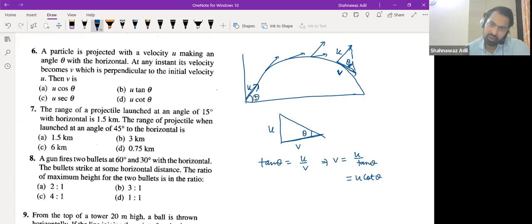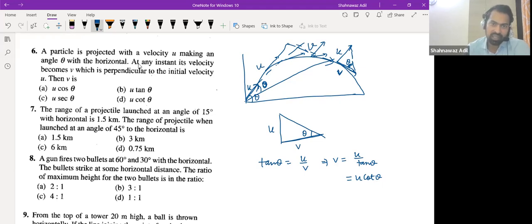Okay, let me draw a proper diagram. So this is this, and then this is this. This is theta, this is U, and this is my V. Okay. So in this case, this should be U tan theta, right? But I'm getting a cot theta.